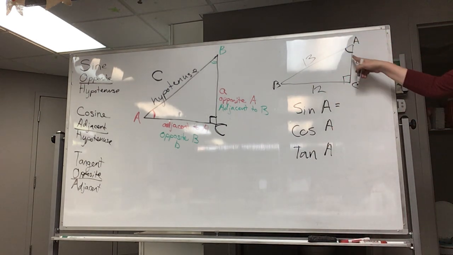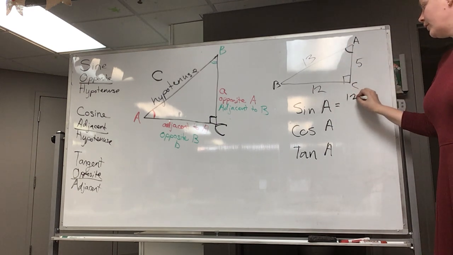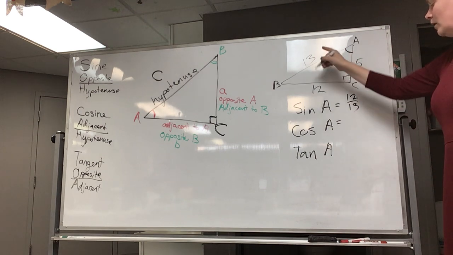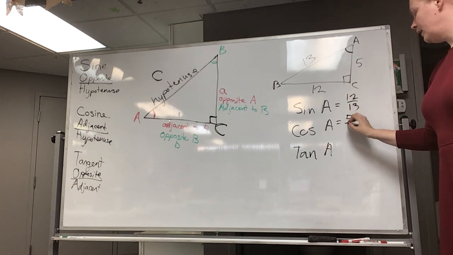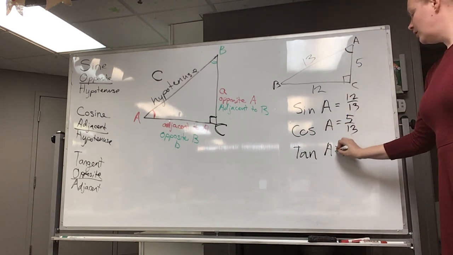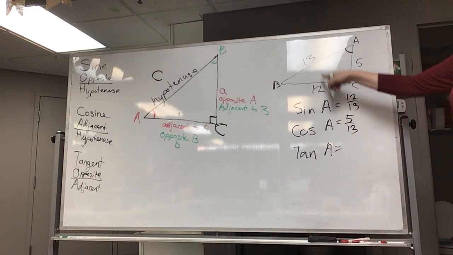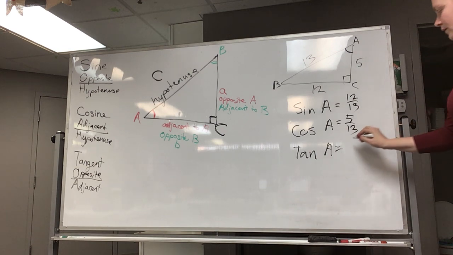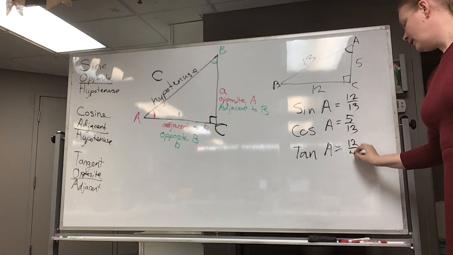Sine is going to equal 12 over 13. Our cosine is going to equal 5 over 13. And our tangent is going to equal opposite over adjacent, 12 over 5.